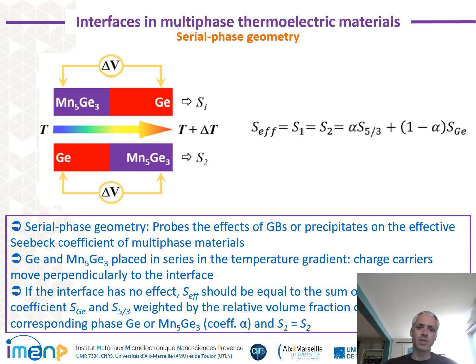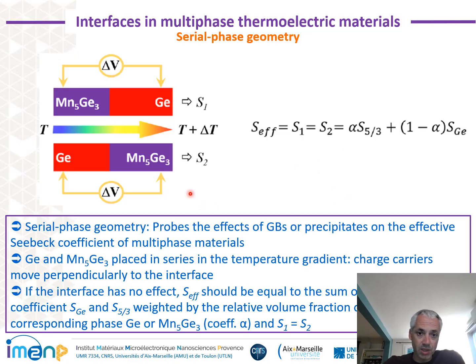The second geometry is the serial phase geometry. In this case, germanium and Mn5Ge3 are placed in series in the temperature gradient, which means that the charge carriers move perpendicularly to the interface. So in this case, the effective Seebeck coefficient should be written as the sum of the two Seebeck coefficients of the Mn5Ge3 compound and germanium, weighted by the volume fraction of each phase that crosses the carriers.